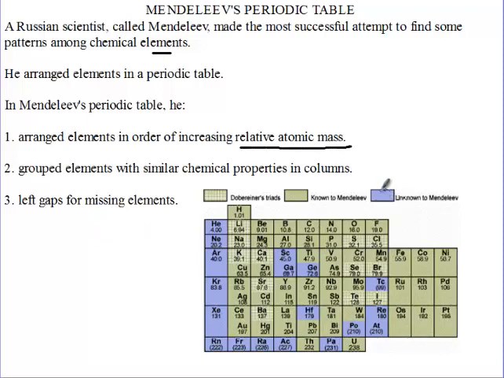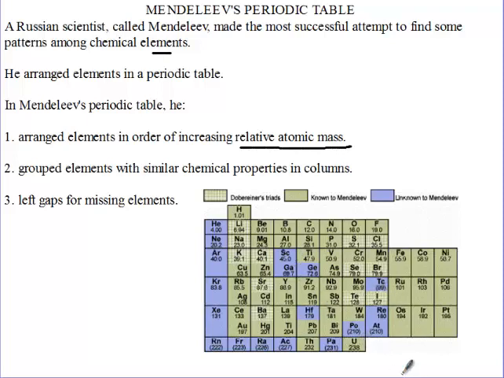So here in our key, we have the blue telling us the elements that were unknown to Mendeleev. So helium, neon, argon, krypton, xenon were all missing. So clearly the noble gases were not known. And then there were other elements that were not known at that time.